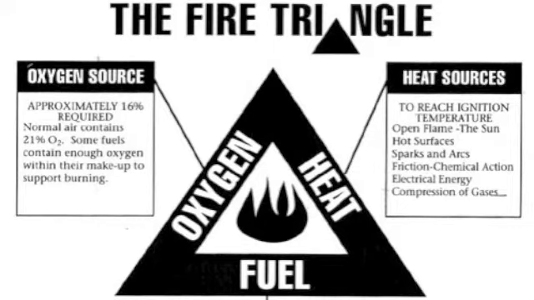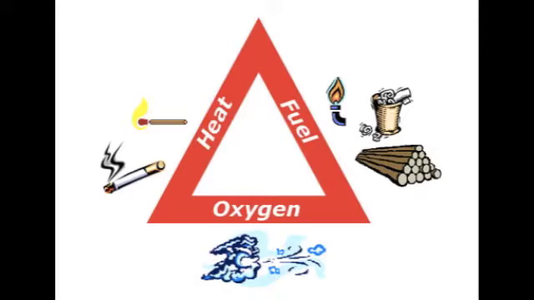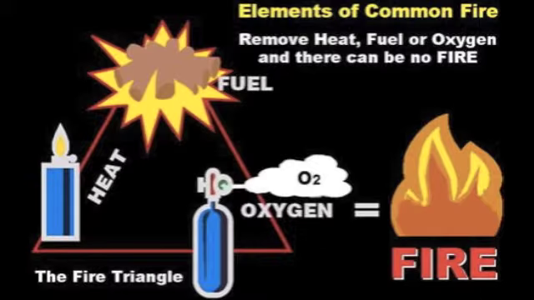Next, I'm going to explain the fire triangle and the fire tetrahedron. The fire triangle is a simple model for understanding the ingredients necessary for most fires. The triangle illustrates that a fire requires three elements: heat, fuel, and an oxidizing agent, usually oxygen. The fire is prevented or extinguished by removing any one of them. A fire naturally occurs when the elements are combined in the right mixture.